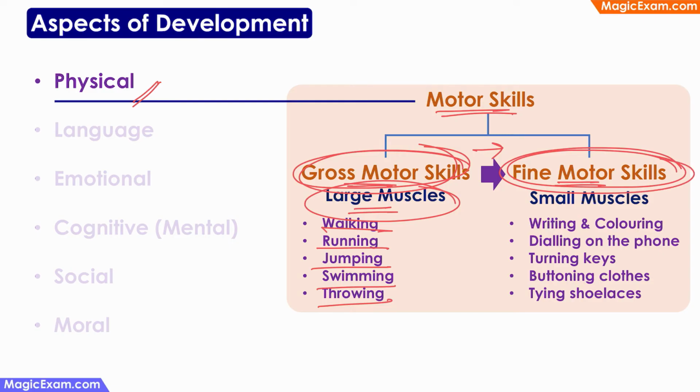For fine motor skills, the child has to use the smaller muscles in the body. It might be fingers, it might be toes. So these might be activities like writing or coloring or dialing numbers on the phone, turning keys, buttoning clothes. So for all these activities, the child has to learn to control the smaller muscles in his or her body. Therefore, the child first learns the gross motor skills and then the fine motor skills.